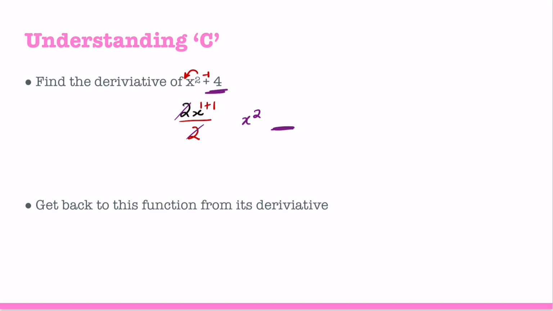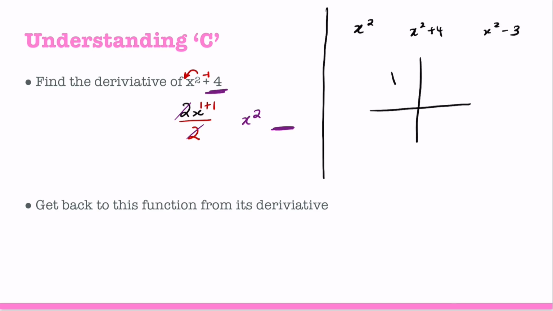So the whole purpose of this plus c is to account for the fact that there could be a constant, because obviously when we derive, that constant just cancels out. So when I antiderive, there could be a constant, I just don't know what it is. The reason for that is if we consider many of these functions. So if I have x squared plus 4, x squared minus 3, for example.